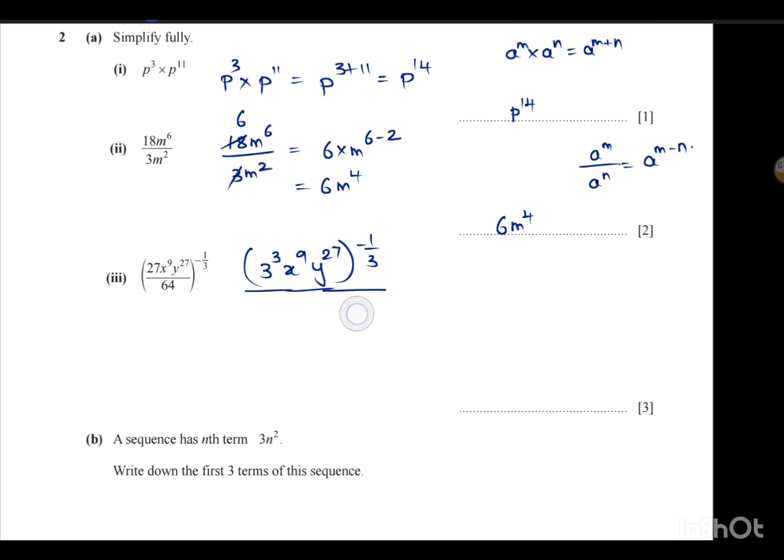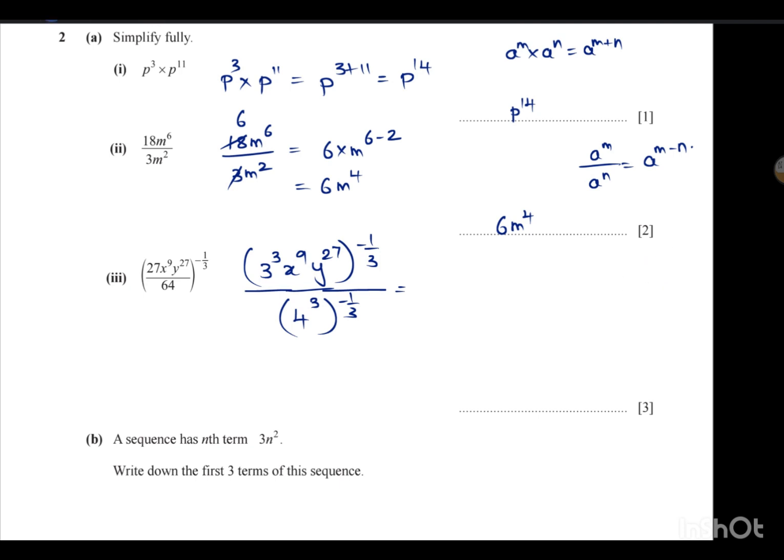Let me write it clearly. 4 raised to 3, 4 cube is 64, and minus 1 by 3. Now here this is in the form of a raised to m whole raised to n. The numerator separately I am saying, then denominator also, and we can take each factor separately.